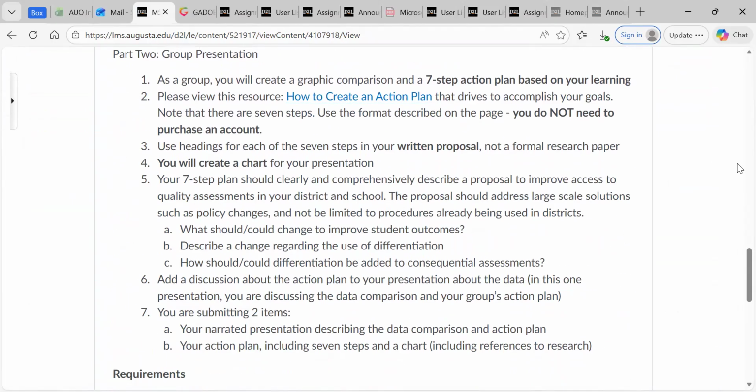So this is going to be a graphic comparison. So this does need to be in a graph form. You're going to create a 7-step action plan based on your learning. So this goes back to analyzing our data and then using it to create an action plan.